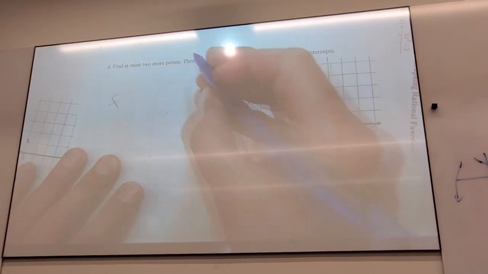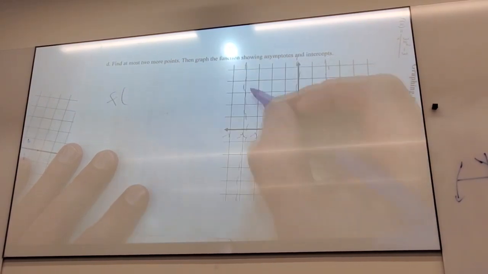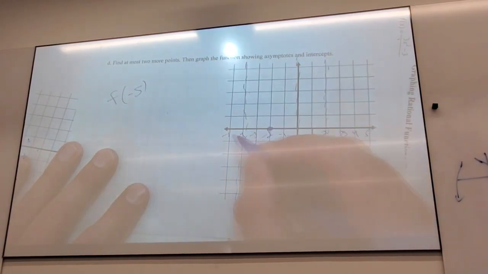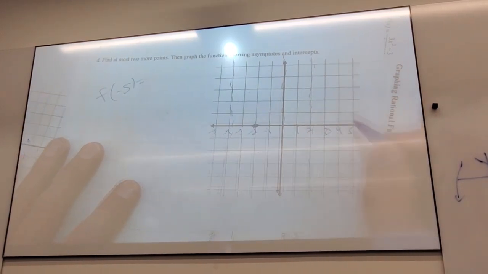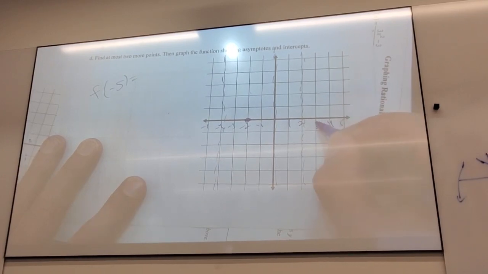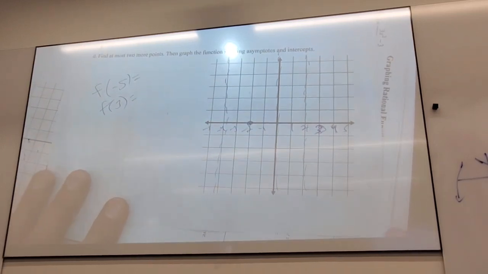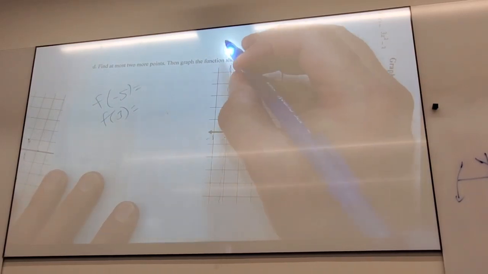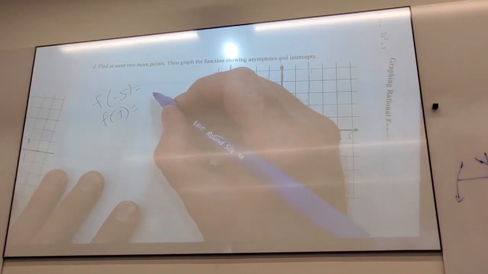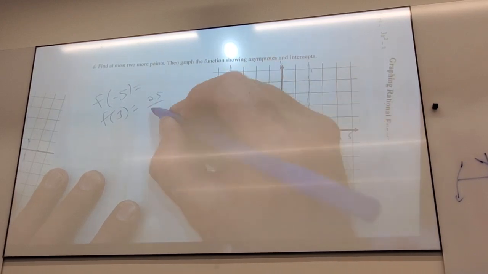What's a couple of good points to plug in? I have to know something about out here, so of course I'm going to plug in -6. Or -5 will do, because -6 is not on mine. And then also we're going to plug in something up here, so I can just plug in 3. Three's 25 over 21. Yeah, I'm with you.